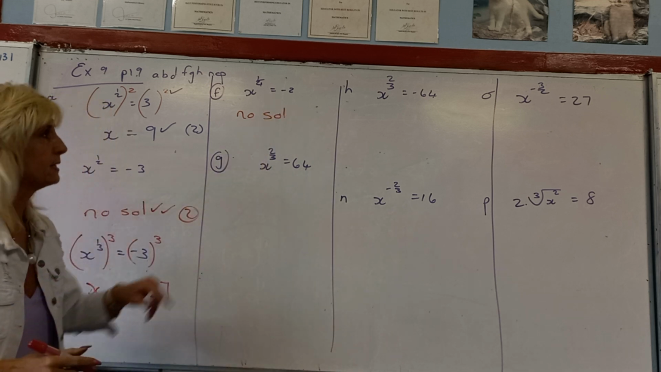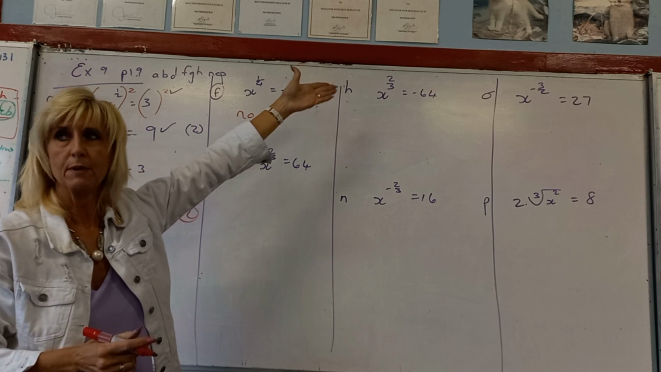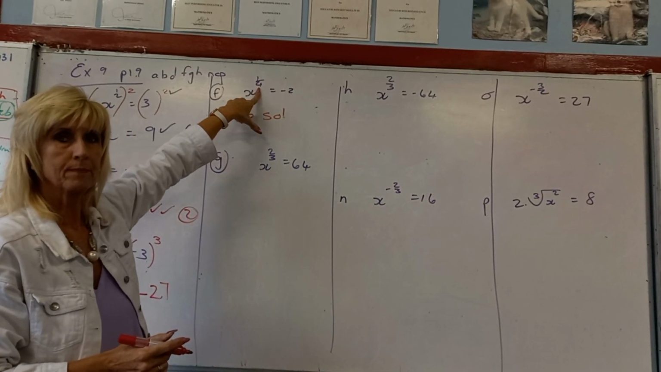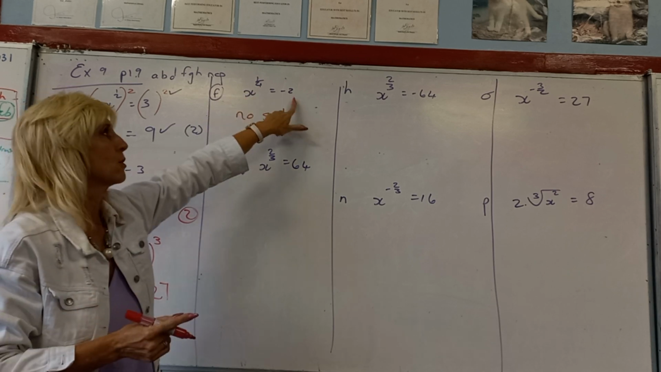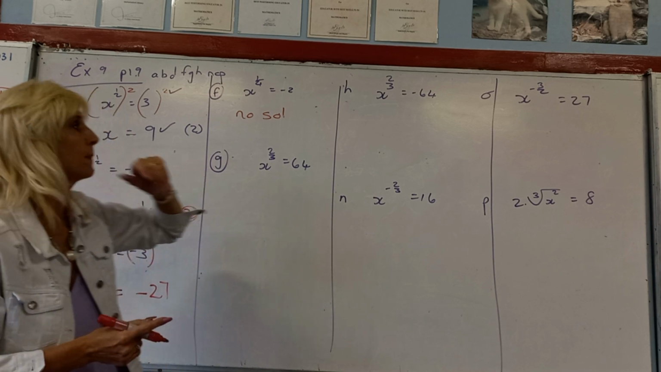If you did try it, you'd say it to the power 4, you get an answer. But if you test it, it's not. Why not? Because it's an even root, so it can't have a negative answer. That's why it's got no solution.